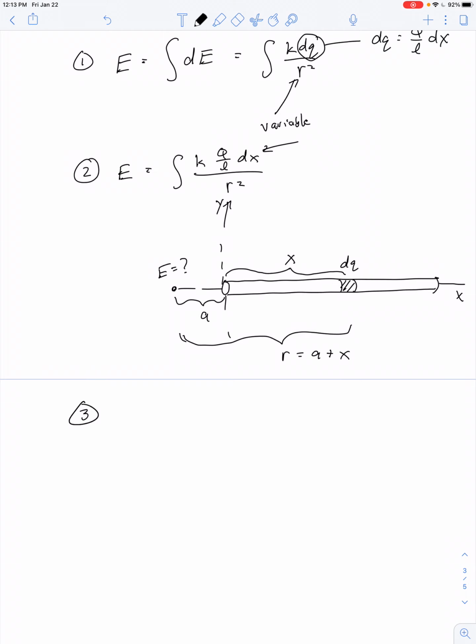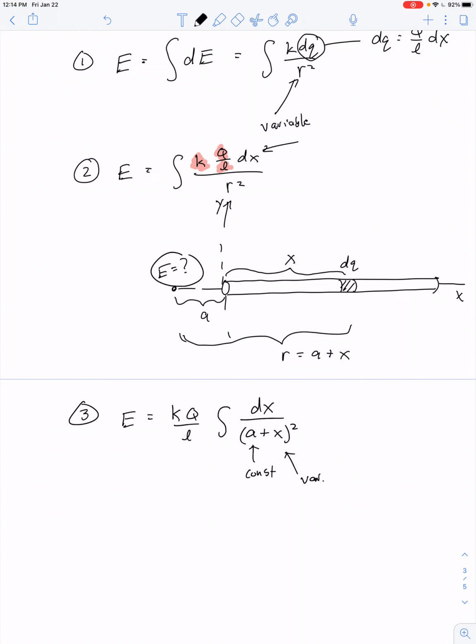So step 3, we make another substitution. The electric field that we're solving for is equal to the integral. We can pull some constants out at this point, can't we? So k is a constant, q is a constant, L is a constant. Let's take all those out. So we have k q over L times the integral of dx over (a plus x) squared. Now we have it down to calculus of a single variable. A is a constant, x is our variable.